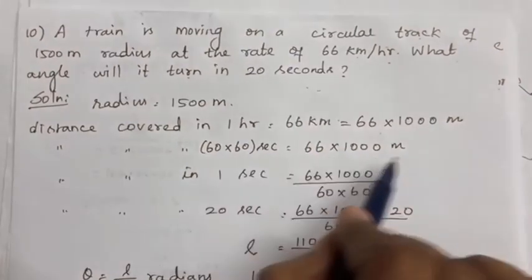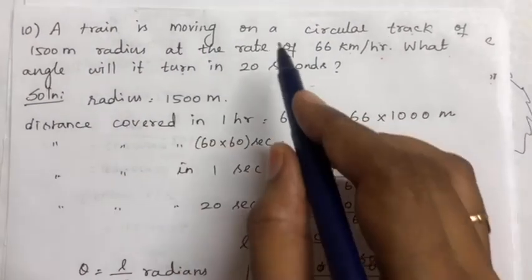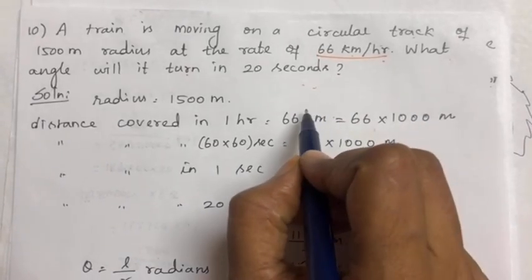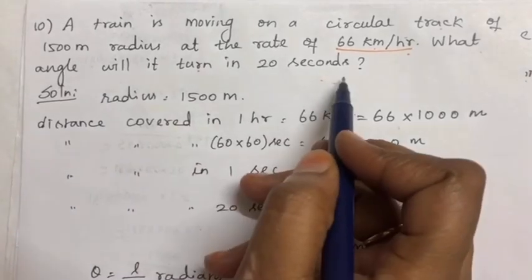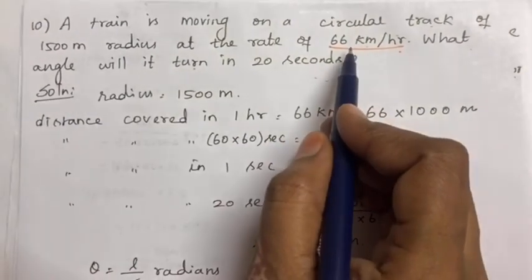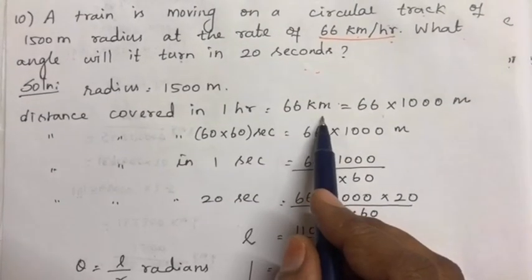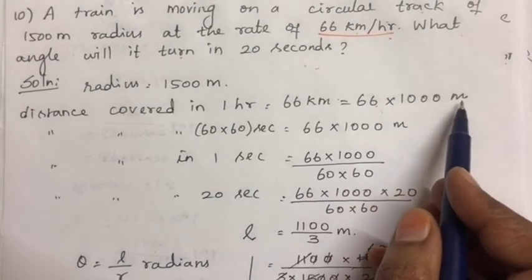Radius of the circular track. A train is moving in it with a speed of 66 kilometer per hour. What angle will it turn in 20 seconds? So, distance covered in 1 hour is 66 kilometer, isn't it? 66 kilometer per hour is 66 kilometer. That is equal to 66 into 1000 meters.